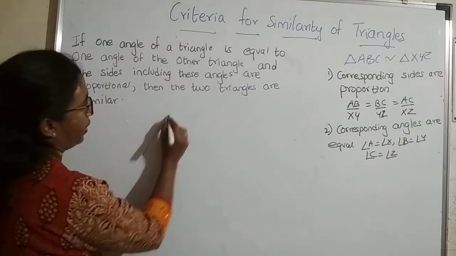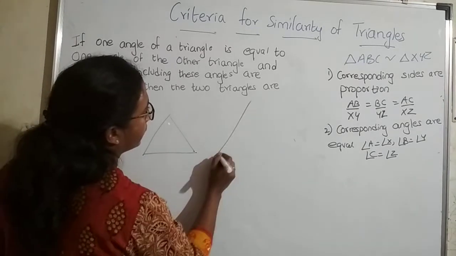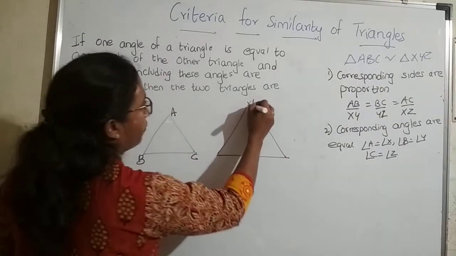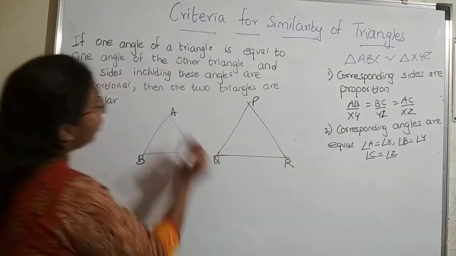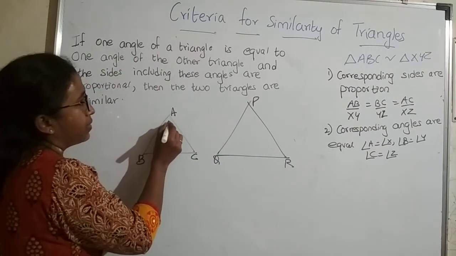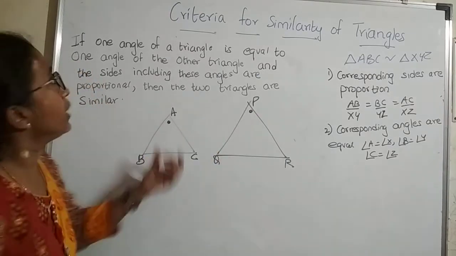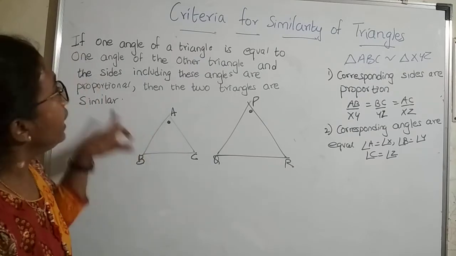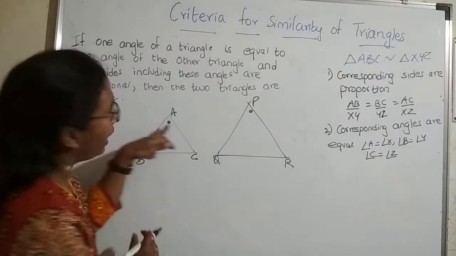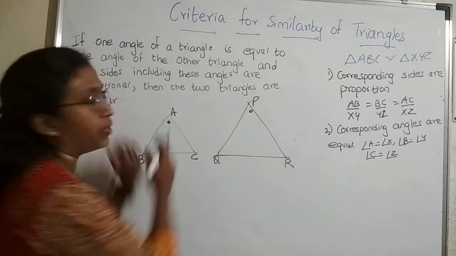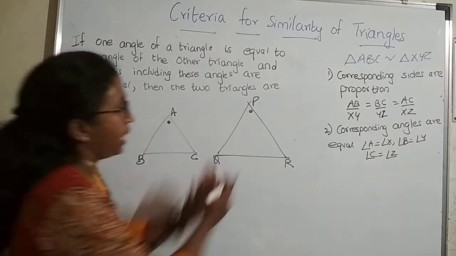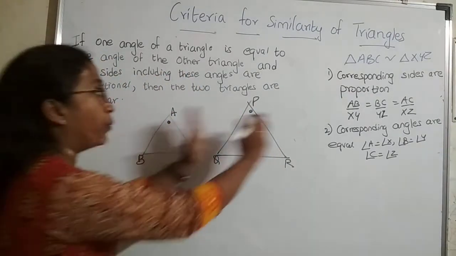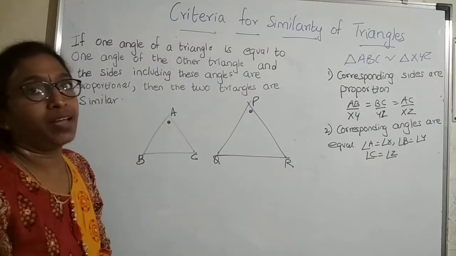So suppose I have triangle ABC, students, and here we have triangle PQR, suppose I take. So if one angle of a triangle, let's consider this triangle, is equal to one angle of the other triangle, and this angle is included by which sides? Angle A is included by the sides AB and AC. Angle P is included by the sides PQ and PR. So these sides, if they are proportional, then also we can say the triangles are similar.